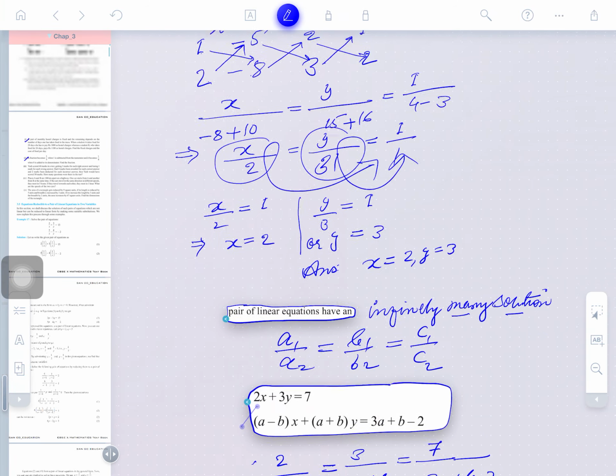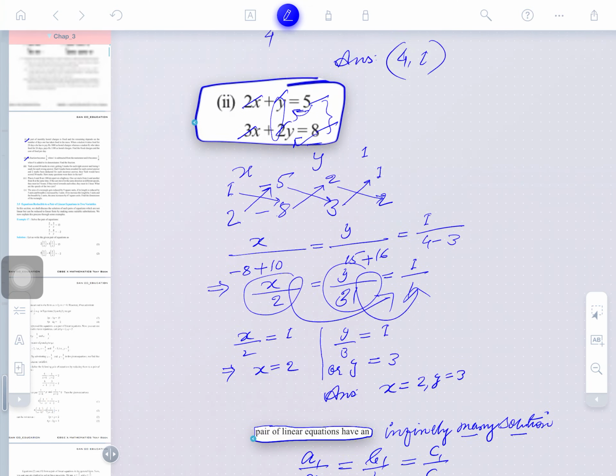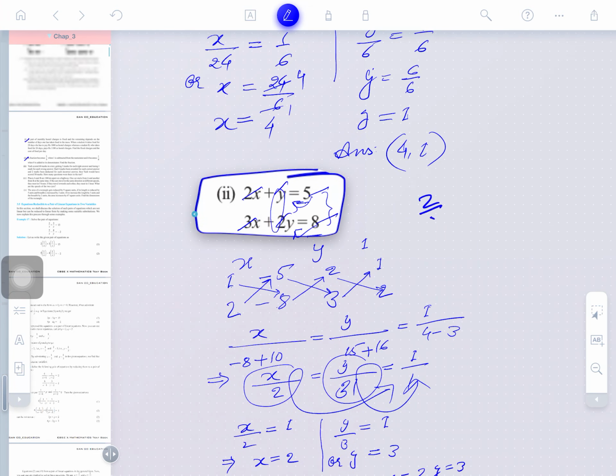You may say what is this here? Tell me please. It has a unique solution, yeah, it's 2 by 3, and later 1 by 2. So the first two ratios are not equal here. If the first ratios are not equal, then what can we understand here? Obviously, this will have the unique solution. Clear, guys? Now, see the next, please.